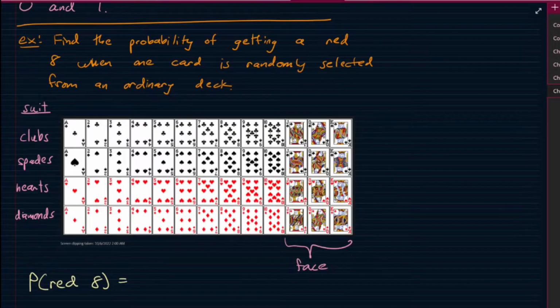In case there are any colorblind people watching this, these are the black cards up here, and these are the red cards. And so there's 2 red cards, the 2 red 8s, the 8 of hearts and the 8 of diamonds. So we end up getting 2 over the total number of outcomes. Well, there's 52 possible outcomes out of 52. So that reduces to 1 over 26, which is what as a decimal? That's how you find the percentage probability.